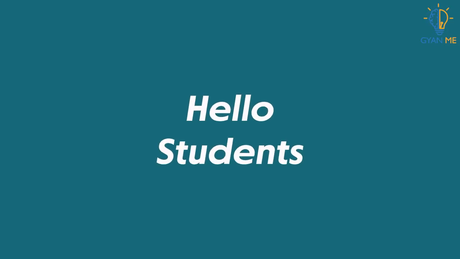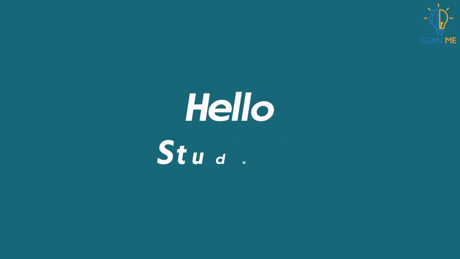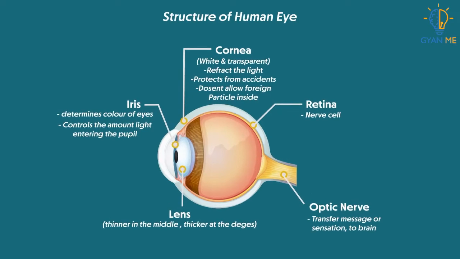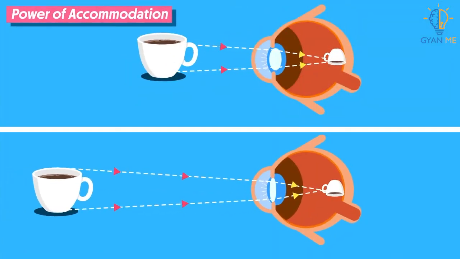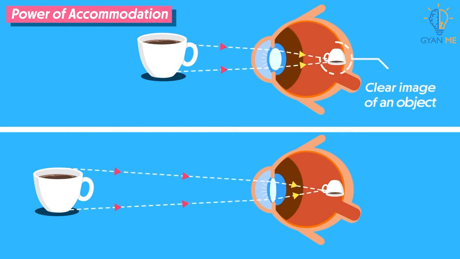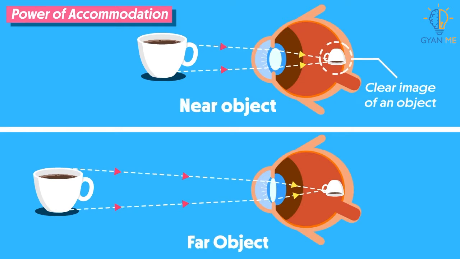Hello students! In the last video, we learnt about the structure of the human eye. In this video, we will see another important concept, that is accommodation power of the eye. It is nothing but the ability of the eye to form a clear image of an object at different distances by changing the size of the lens.